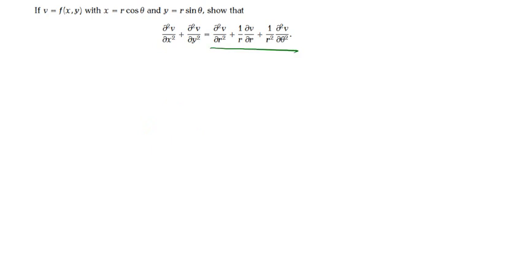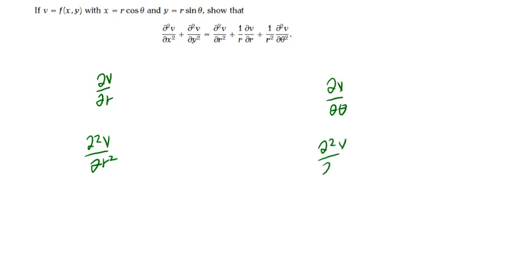When I look at this side, it's quite obvious what I'm looking for. First of all, I'm looking for my partial of v with respect to r. I'm also looking for my partial of v with respect to theta. Then from these two, I'm going to get my second partial of v with respect to r, and also my second partial of v with respect to theta. So of course, first of all, you have to find the first partials before you go to the second partials.